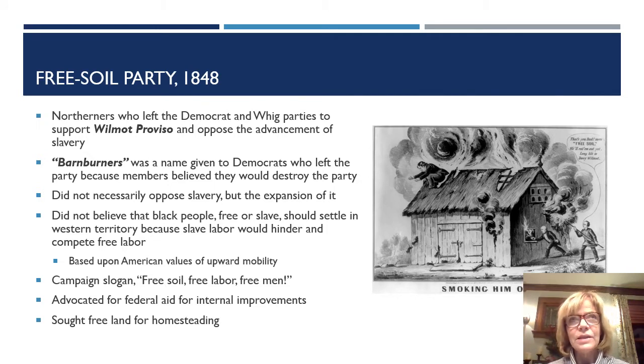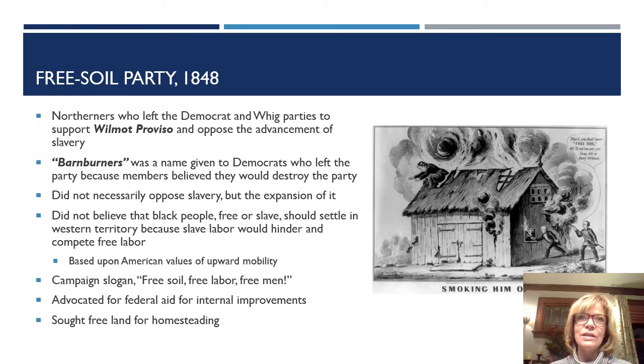They're more anti-expansion of slavery because they wanted Western lands open to white people and free labor, not slave labor, people who were free. Not that you didn't have to pay them, you had to pay them a wage, but a lot of these people felt that this would upset American values of upward mobility and working hard to get ahead. So their campaign was free soil, free labor, and free men.